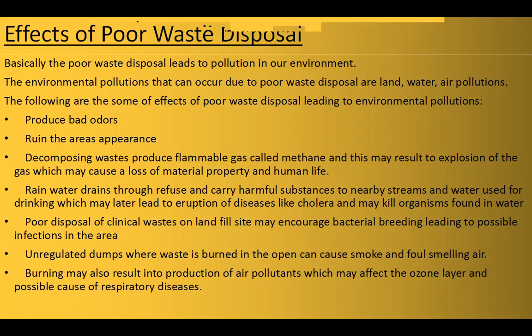Moving on, the fourth one is that rainwater drains through the rivers and carries harmful substances to nearby streams and the water used for drinking, which may later lead to outbreaks of diseases. This is like when there are places where waste is collected or not properly disposed of. It may cause a breeding place for these disease-causing organisms, and it can lead to diseases like cholera.